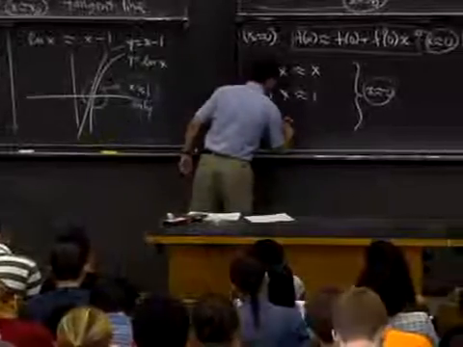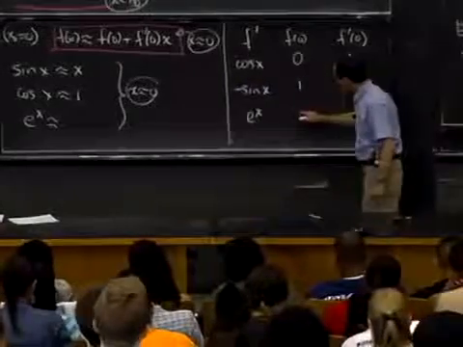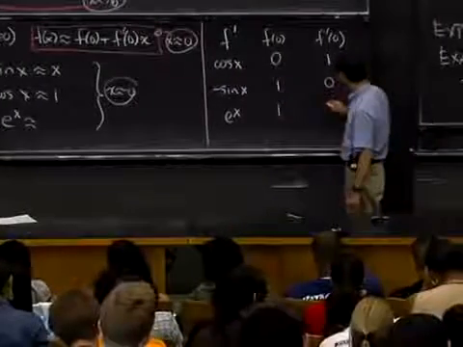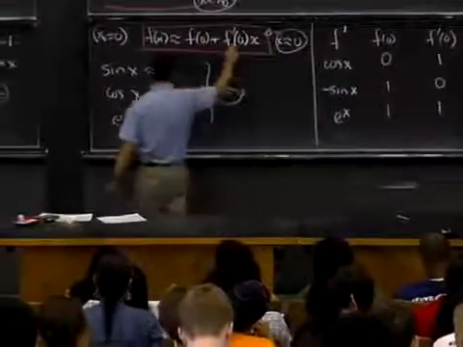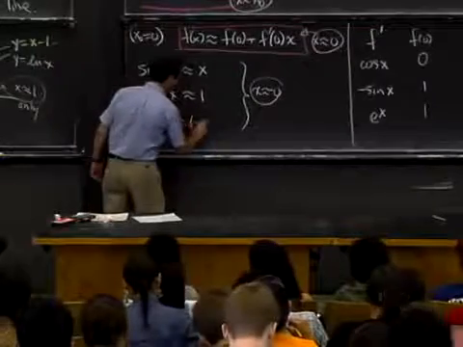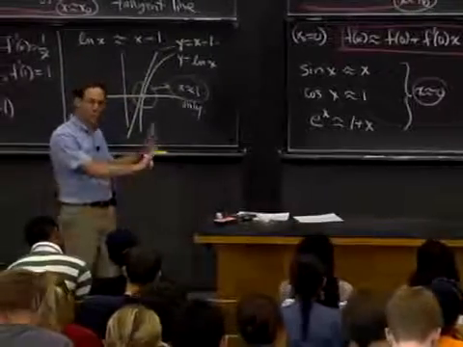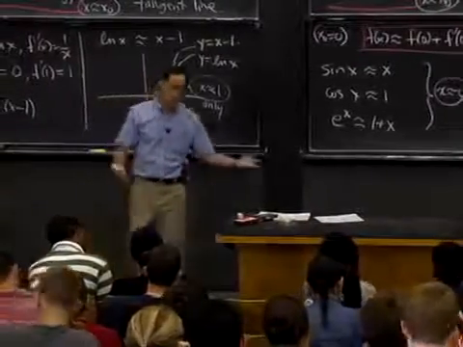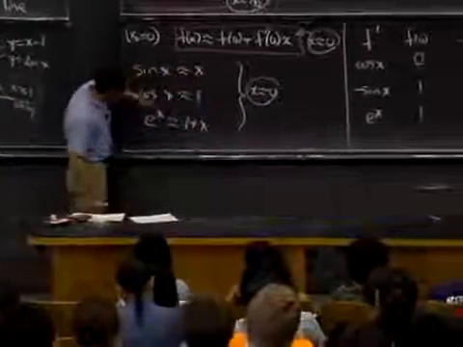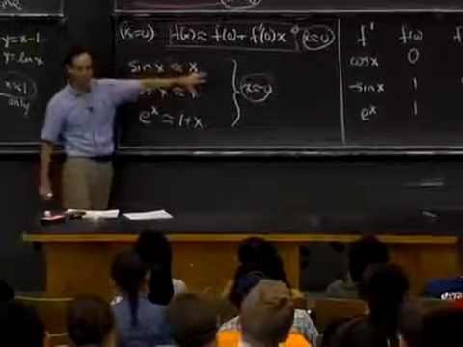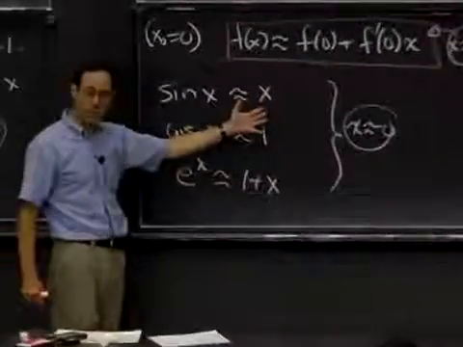And finally, if I do e to the x, its derivative is, again, e to the x. And its value at 0 is 1. The value of the derivative at 0 is also 1. So both of the terms here, f of 0 and f prime of 0, are both 1, and we get 1 plus x. All right, so these are the linear approximations. You can memorize these. You'll probably remember them either this way or that way. This collection of information encodes the same information as we have over here for the values of the function and the values of their derivatives at 0.